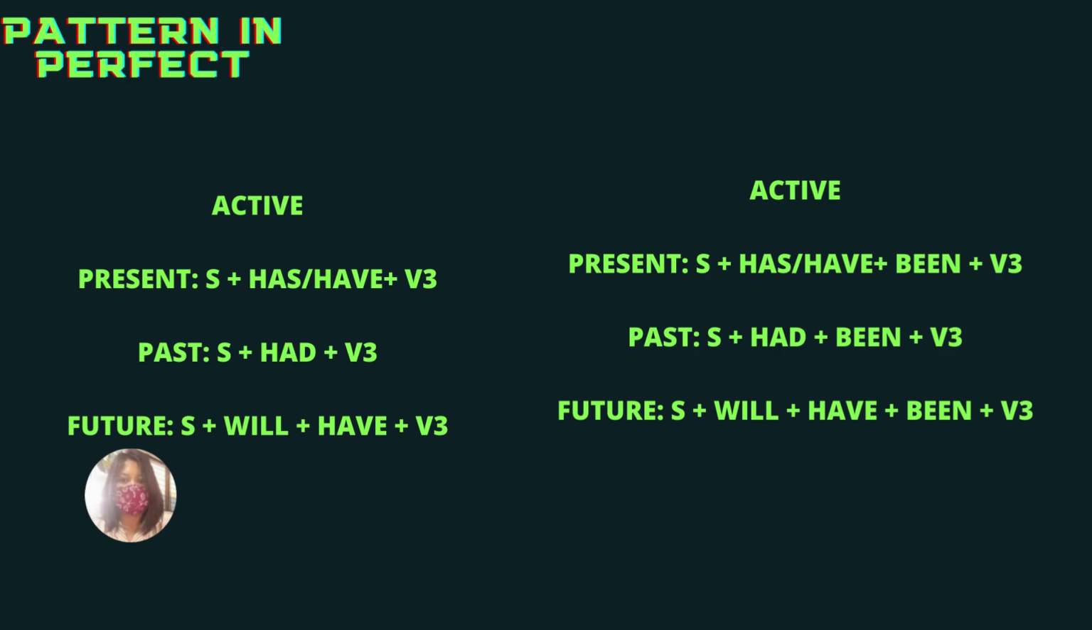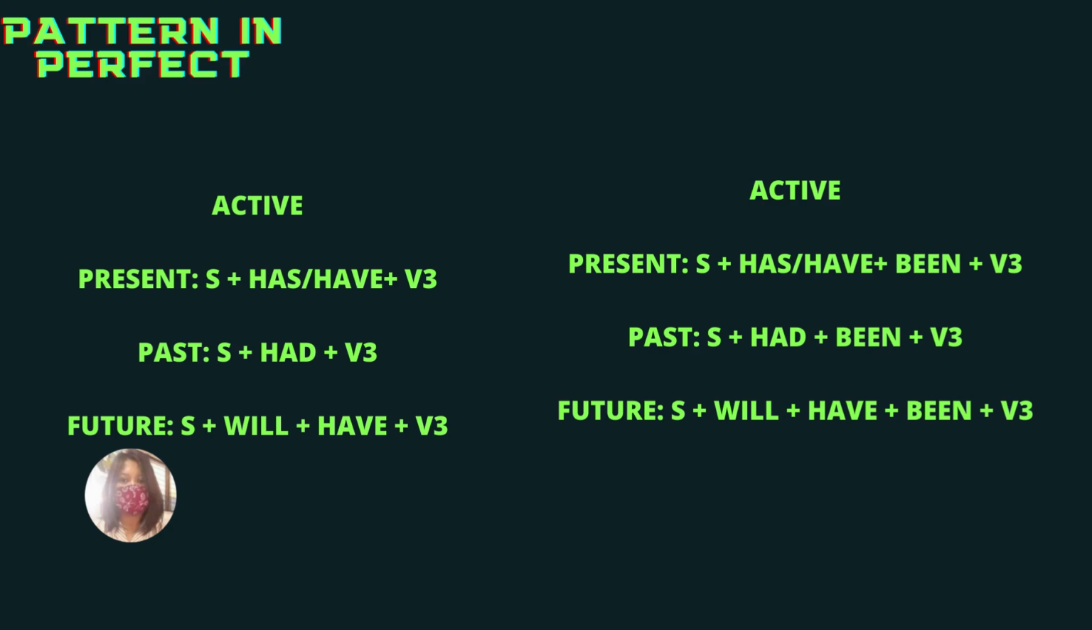Okay, so you are going to have the present perfect. In active, you are going to have subject plus has or have plus verb 3. So in passive, that will be very easy. You are going to have the subject, has or have, plus been plus verb 3. That's just adding the word been. And then for the past, that will be much easier again. You just have subject plus had plus verb 3 for active. And for passive, you are going to have subject plus had plus been plus verb 3.